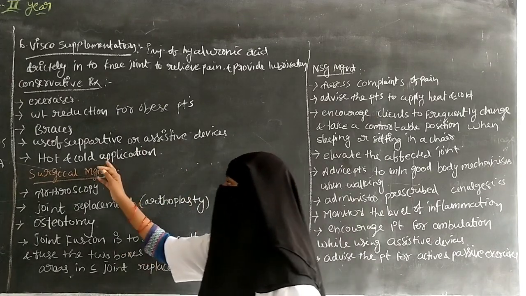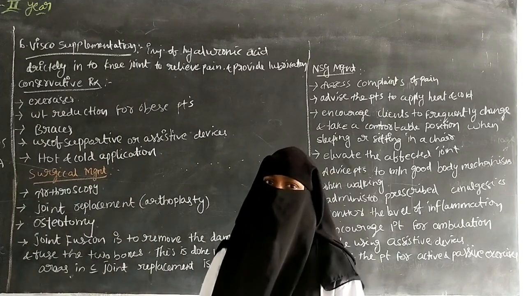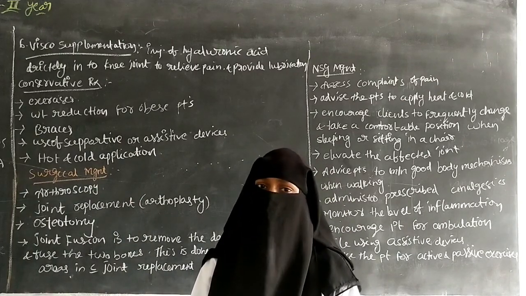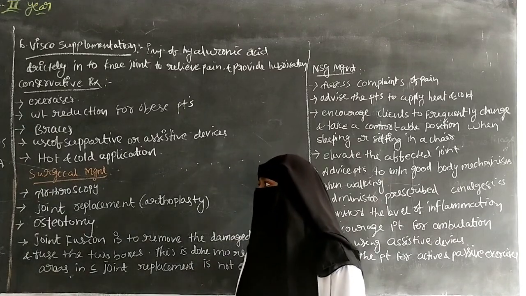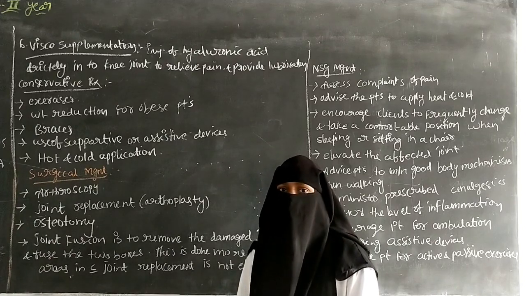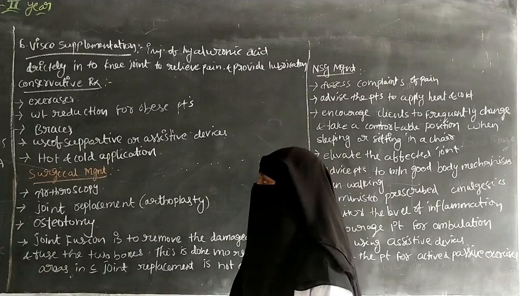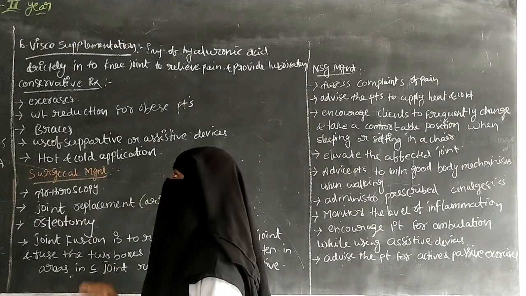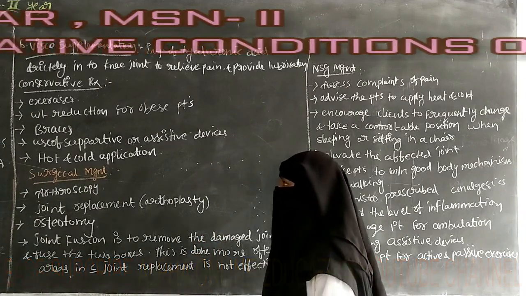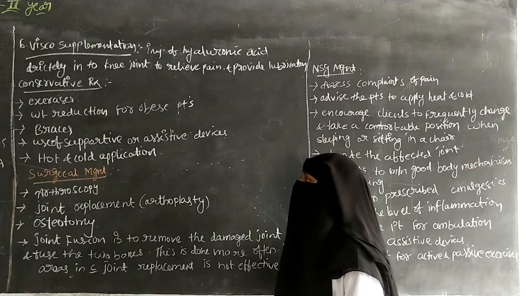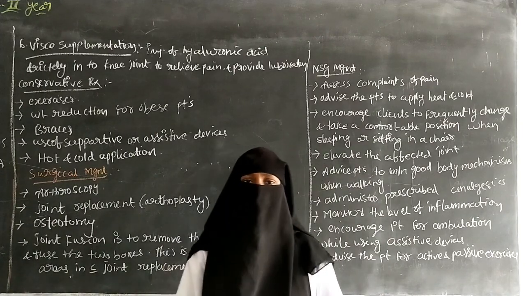And the next one is hot and cold application. If the patient has severe pain or inflammation, we can apply cold and hot applications. By this we can relieve the pain and reduce the inflammation of the joint. So the conservative treatment includes exercises, weight reduction for obese patients, braces, use of supportive or assistive devices, and hot and cold application.